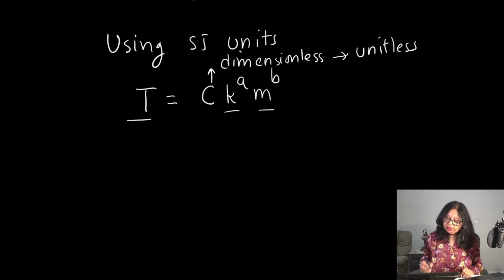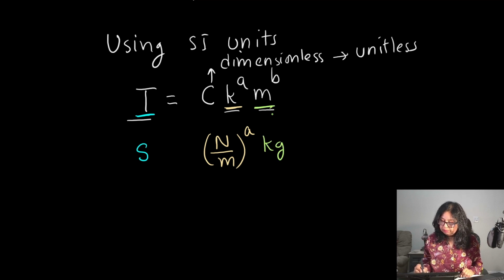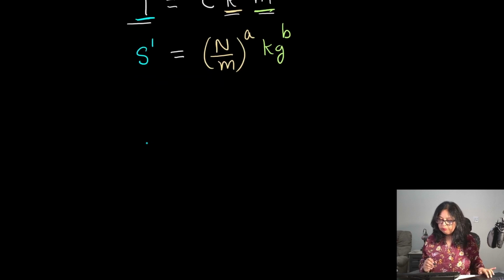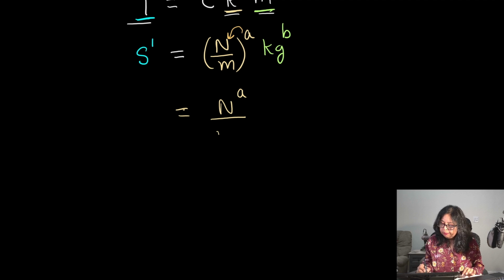The SI unit for time period, T, is seconds. The SI unit for K is newtons per meter, and this is raised to the power A. The SI unit for mass is kilograms, and this is raised to the power B. Let's plug in an equal sign here. And let's raise the seconds to the power 1. Now, let's go ahead and bring this A inside the parentheses. What does that give us? Newtons to the power A over meters to the power A times kilograms to the power B, and on the left side I have seconds to the power 1.